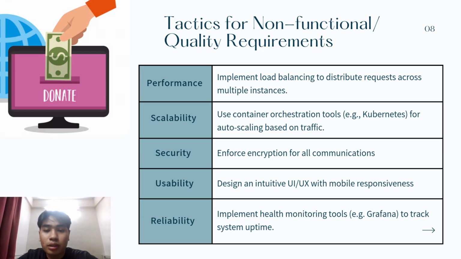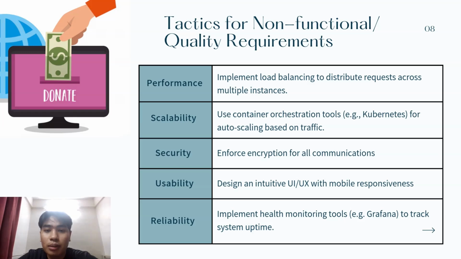Now let's talk about the tactics we are using to meet our non-functional or quality requirements. These are the things that ensure the system isn't just functional but also performs well. First up, performance. We are using load balancing to spread the requests across multiple instances so no single server gets overwhelmed. On top of that, we optimize our database queries and added caching mechanisms to make sure the system responds quickly even under heavy load.